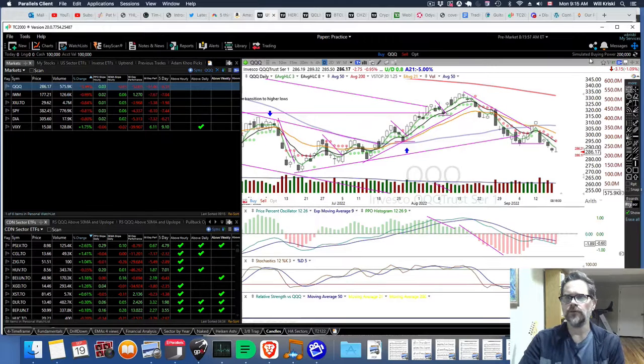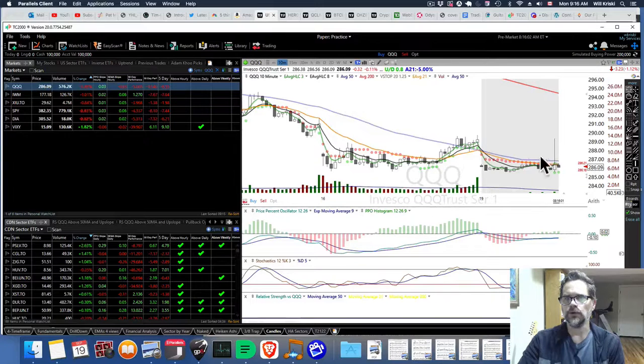I really like TC2000. I can see the pre-market data. If I go to 10 minutes, there's a gray area which shows the pre-market or post-market, and that's a nice feature.